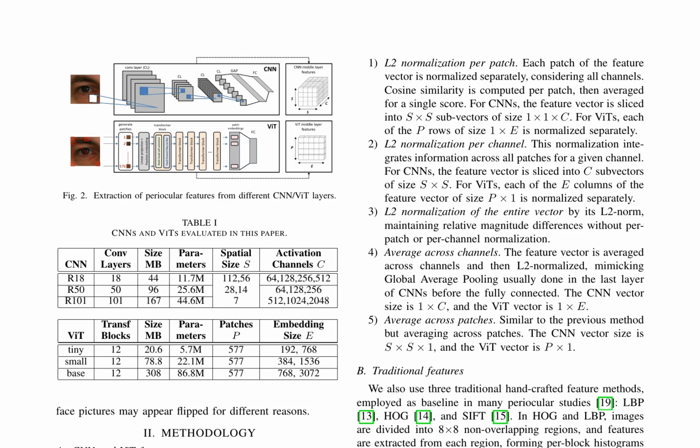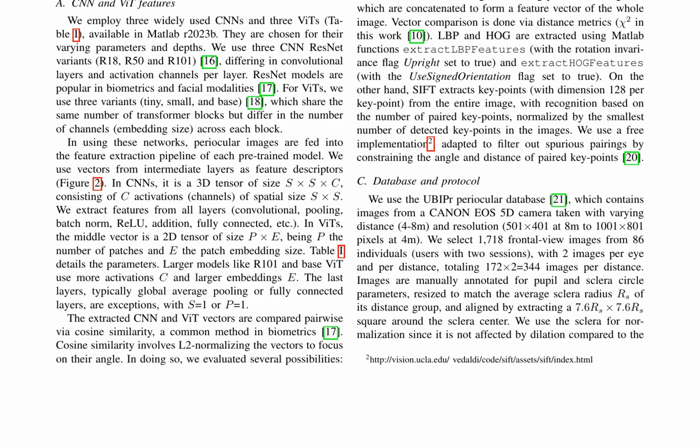They eliminate the advantage observed in previous works where left and right eye images were compared directly, instead flipping images of one eye horizontally to align the orientations and shapes of the overall eye structure. The authors use vectors from intermediate layers as feature descriptors and compare them via cosine similarity, a common method in biometrics. They evaluate several normalization possibilities, including L2 normalization per patch, per channel, of the entire vector, and averaging across channels or patches. They also use traditional handcrafted features such as LBP, HOG, and SIFT as baselines, showing that these features can benefit the recognition mission when combined with CNNs and ViTs.